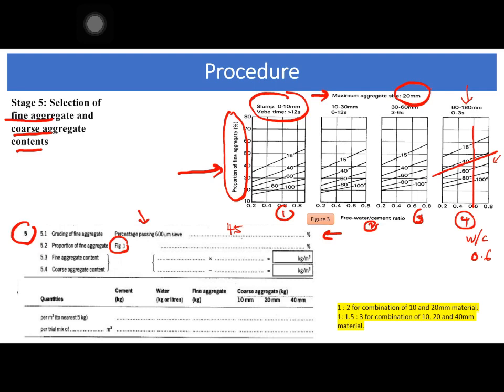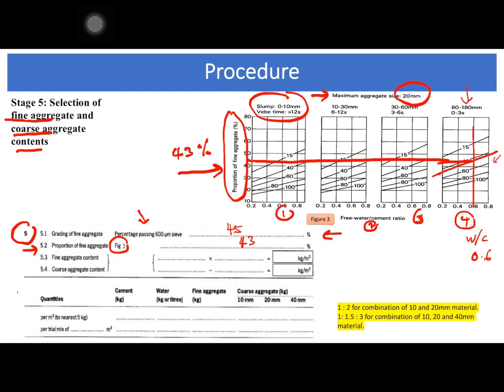You may use a ruler, but now I use my free hand. So the intersection of this, maybe around this. Okay, so we just estimate. So now it is about maybe 43. So let's say 43% here. So you can write in 5.2 is 43%. So now we can get what is the proportion for the fine aggregate content.